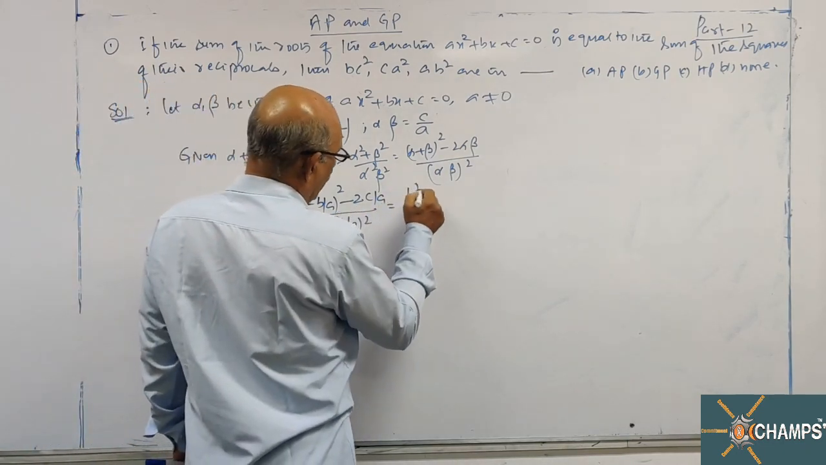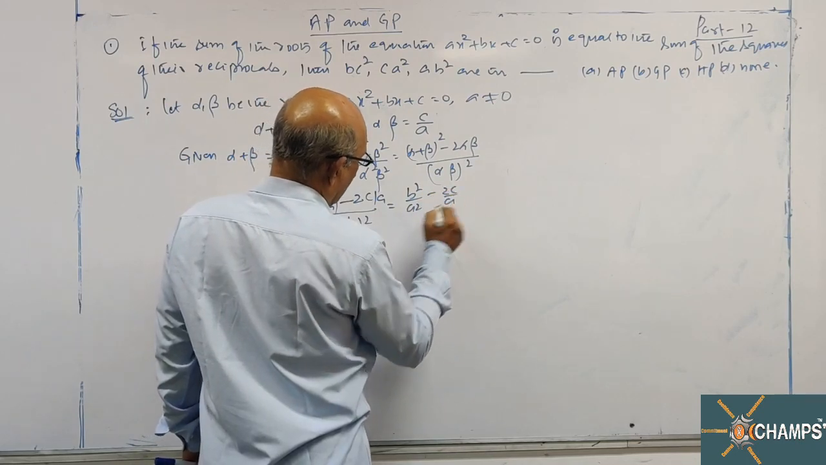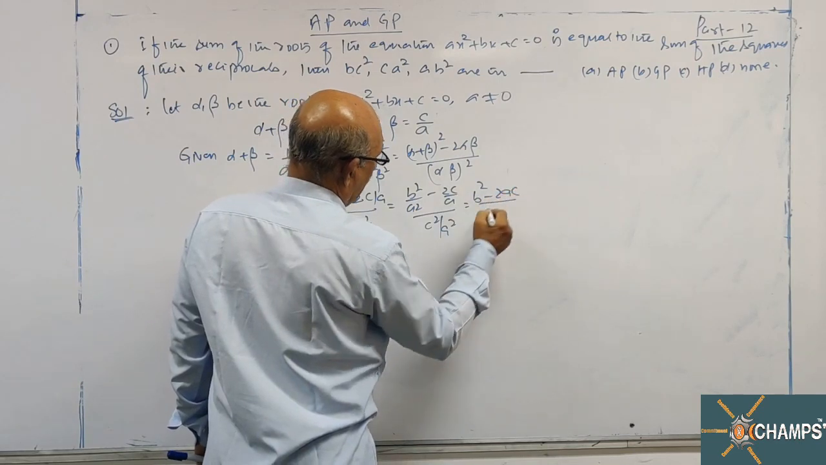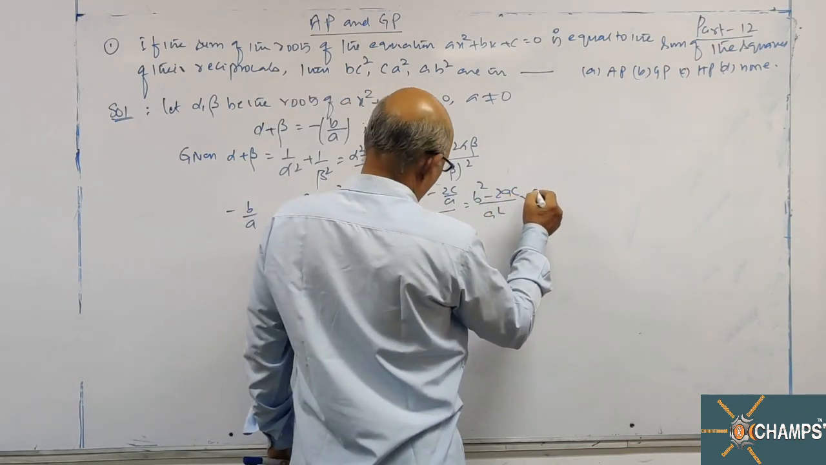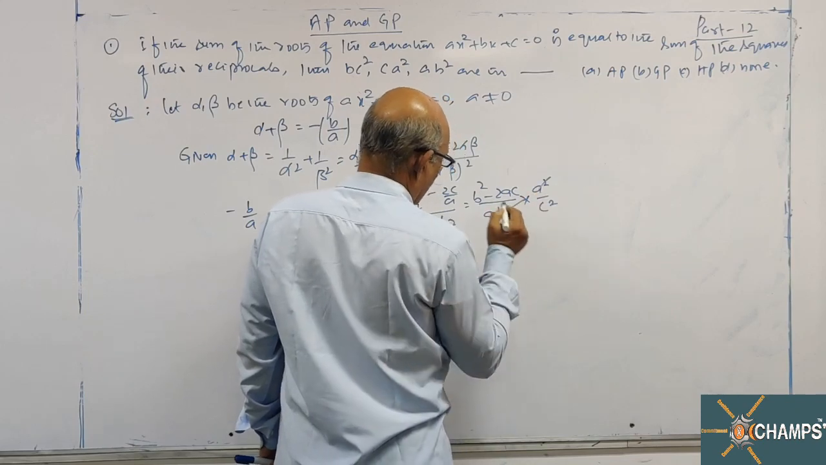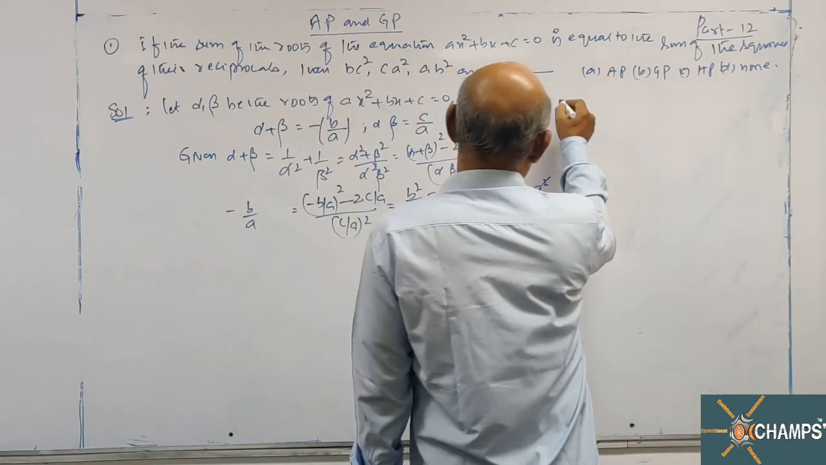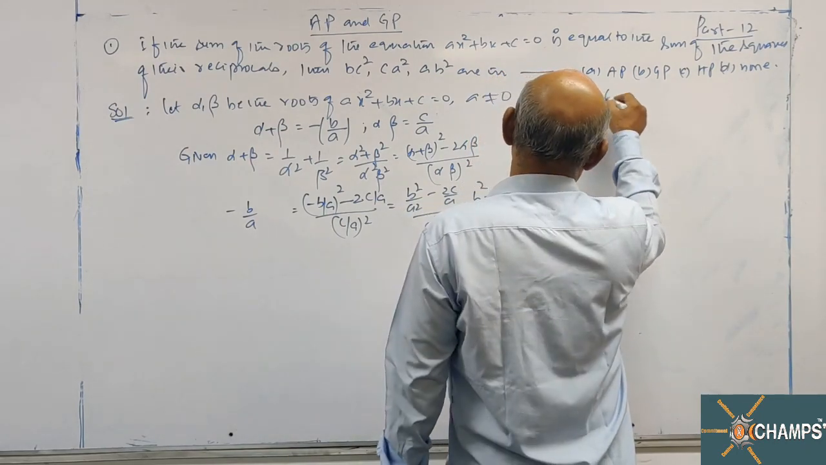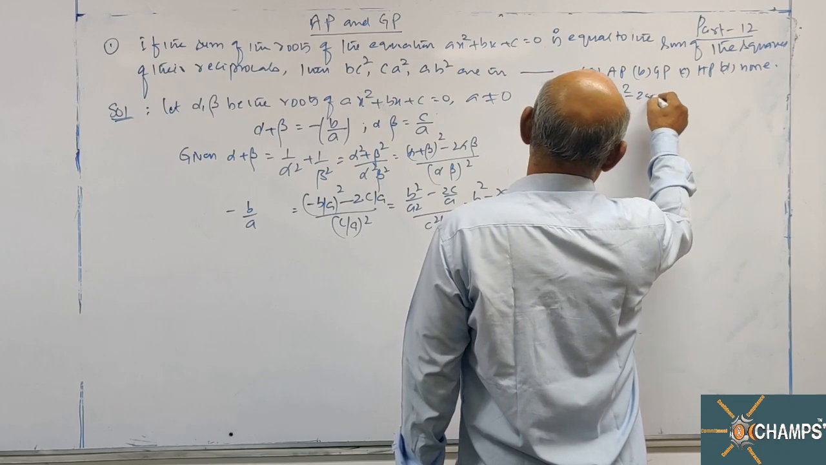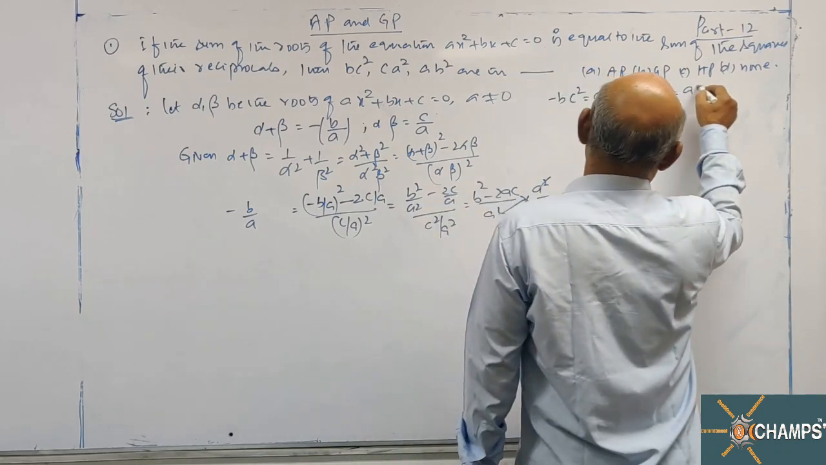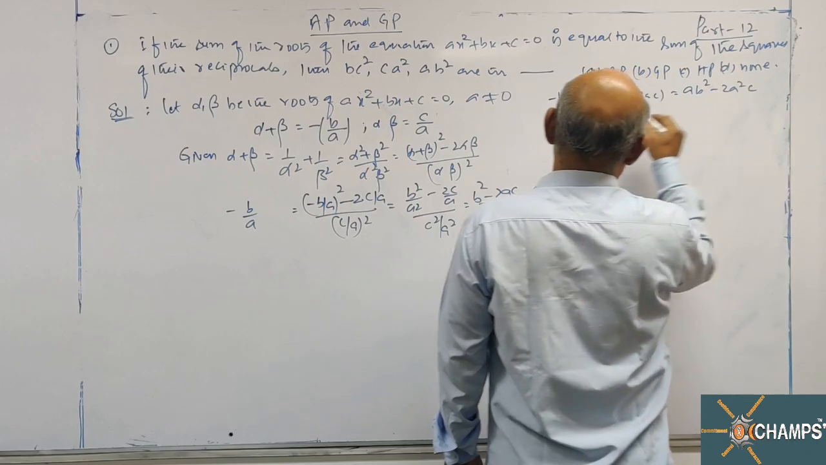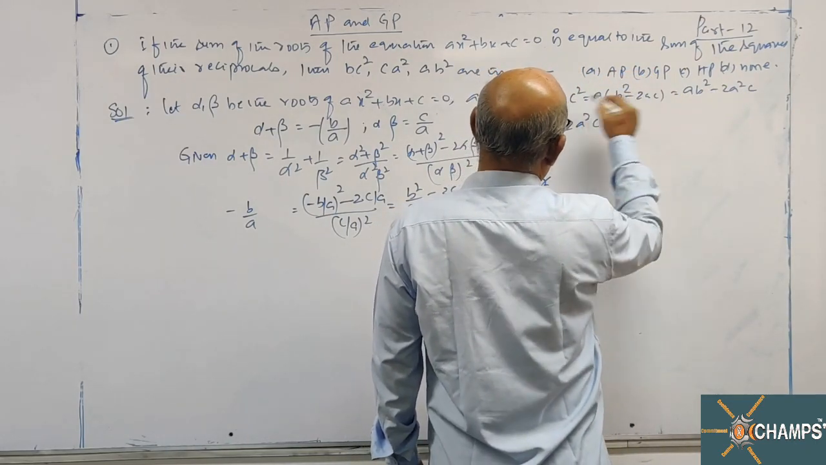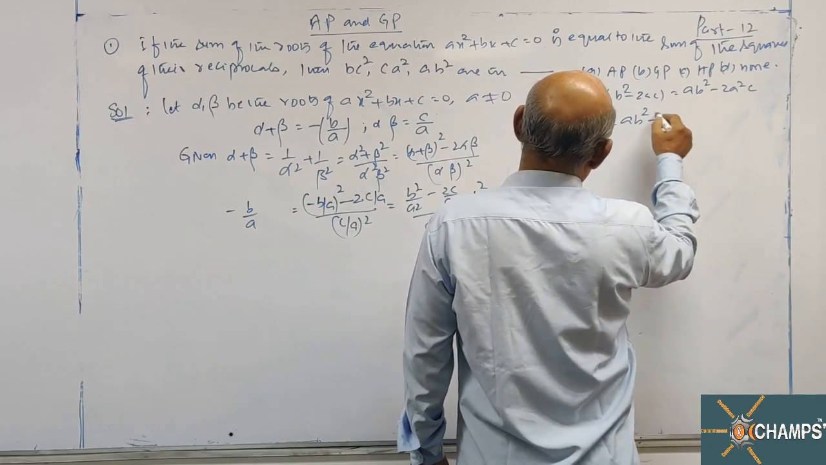So this is b square by a square minus 2c by a divided by c square by a square. This is b square minus 2ac by a square into a square by c square. Cancel. Now cross multiply. Minus b into c square is equal to, if I bring a to the right hand side, so here if I open the brackets, ab square minus 2a square c. Bring 2a square c to the left hand side. Take minus bc square to the right hand side.